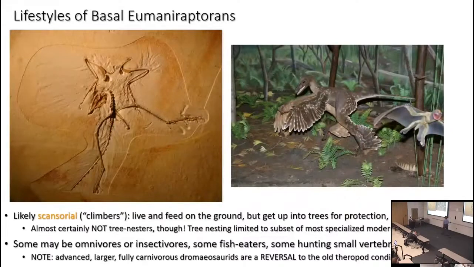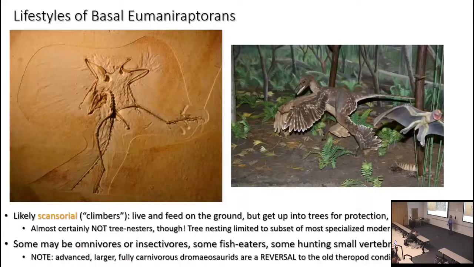So when we look at basal pygostylians, we look at early dromaeosaurs, we look at early troodontids, they're really not that different from each other. Most of these seem to have likely been scansorial, that means a climbing animal. Animals that live and feed on the ground, but get up into the trees to protect themselves, to roost, to sleep overnight, and so forth. Now, at that point, almost none of them were probably tree nesters. Tree nesting, even in modern birds, is not what's present at the base of modern bird phylogeny. It's a derived trait.